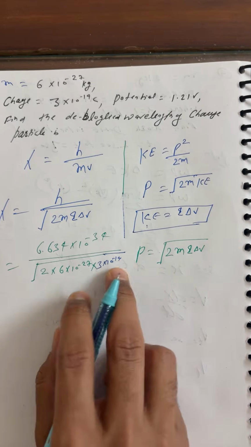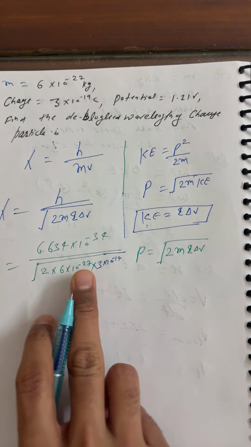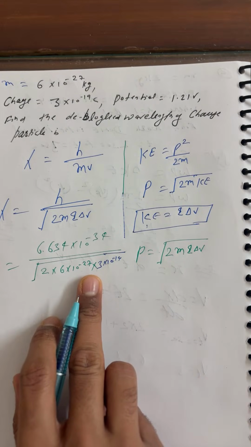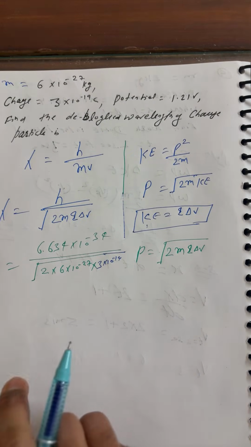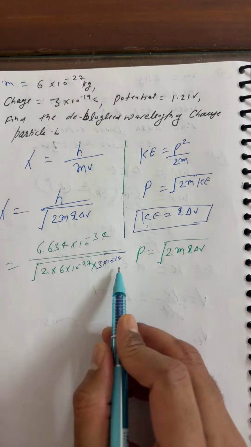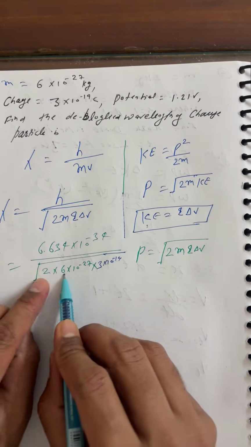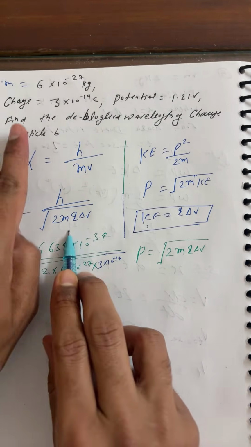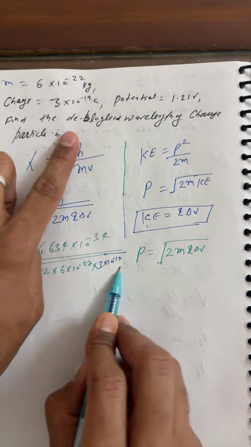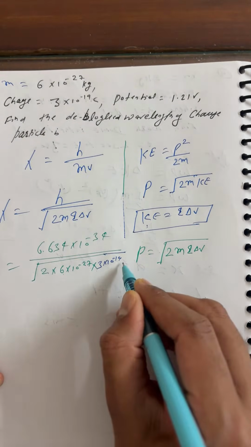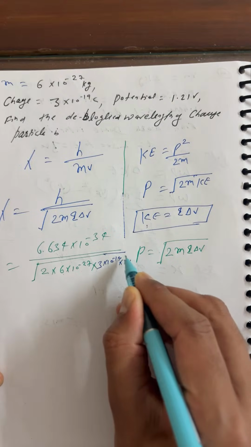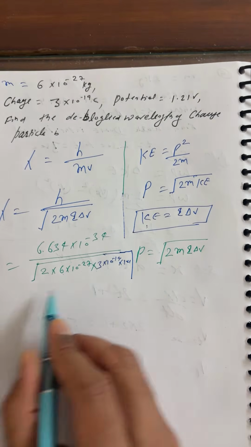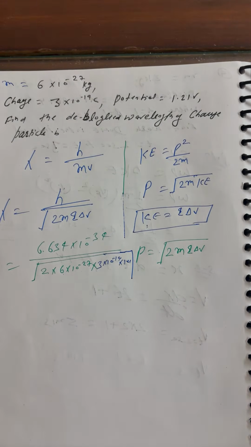Which chapter, sir? Beta, this question is from modern physics, students. Yes, beta, you are correct. Mass has been taken, charge has also been mentioned, and the potential is 1.21. So you can just multiply by 1.21 and solve, and you will get the answer.